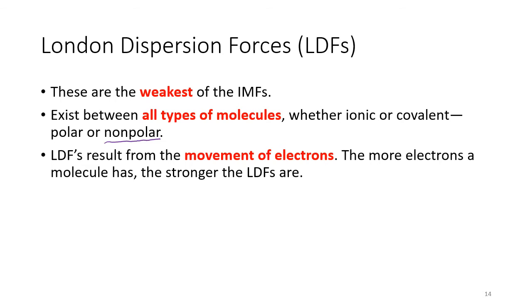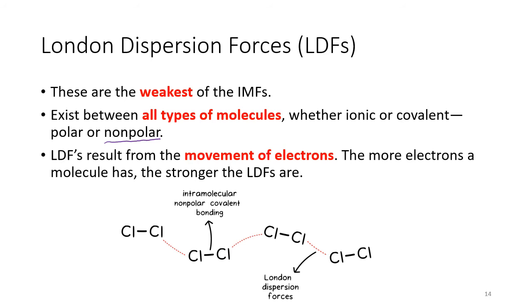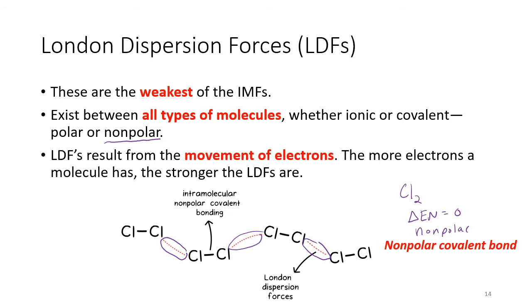If we look at a molecule of chlorine, chlorine is Cl2, it's a diatomic molecule, and the difference in electronegativity between 2 chlorine atoms is 0. Therefore, overall, this is a nonpolar molecule. So since it's nonpolar, it's not going to contain any dipole-dipole forces or any hydrogen bonds. But it still has some type of force holding it together. The forces that are between chlorine molecules are known as London dispersion forces.